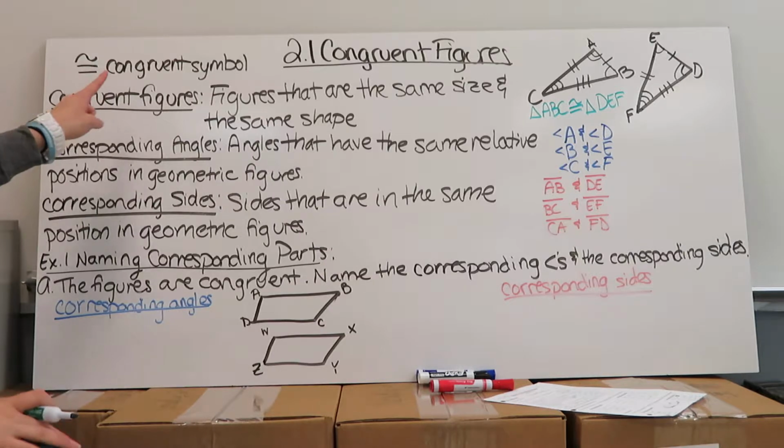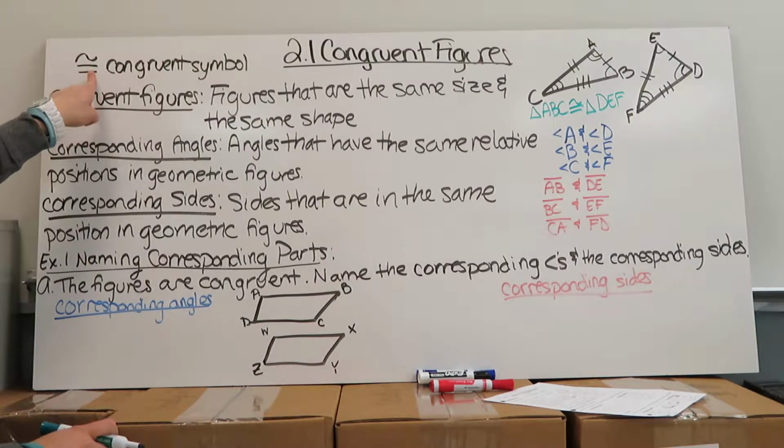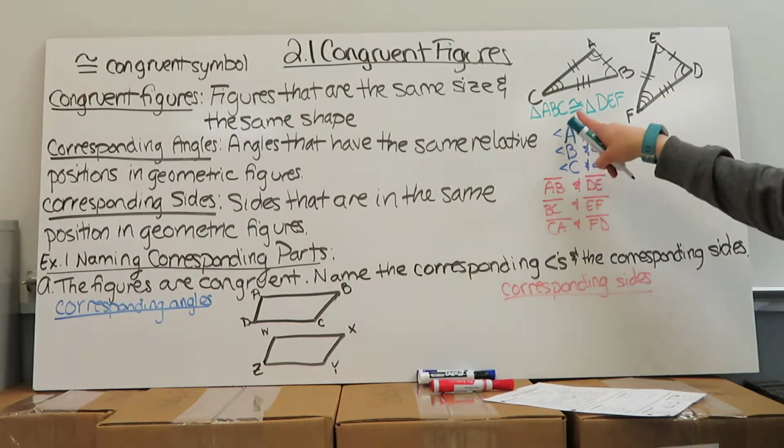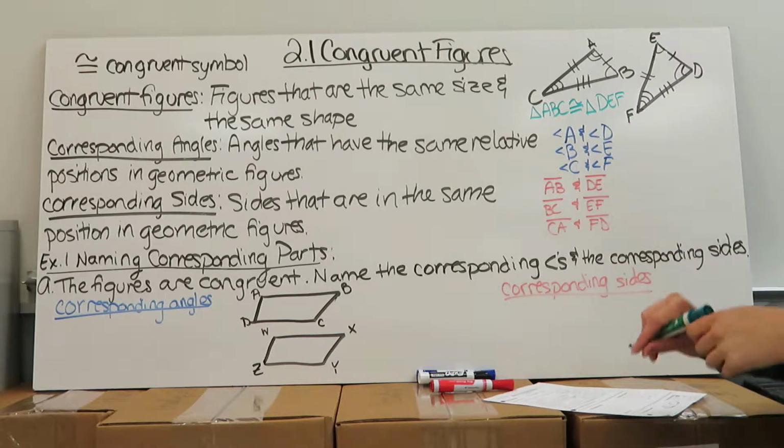Now some of you might be wondering what this symbol is. If you take a look up here in the upper left-hand corner, I did add this in. The congruent symbol is an equal sign with what I would like to describe as a tilde on top. It's a shorthand of writing the word congruent. So coming back over here, triangle ABC is congruent to triangle DEF.